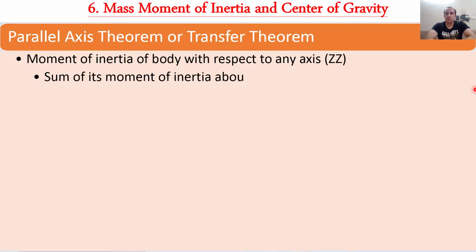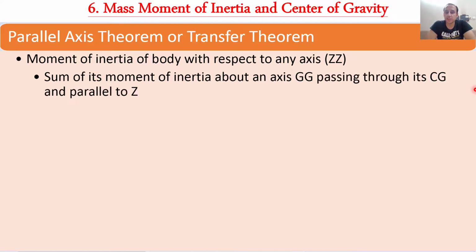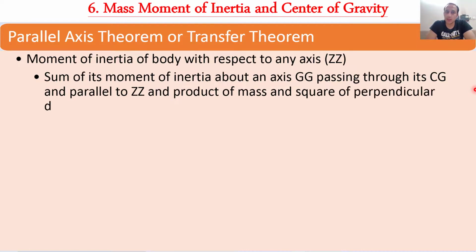Okay, so the moment of inertia of a body with respect to any axis ZZ is the sum of its moment of inertia about an axis GG passing through its CG and parallel to ZZ, and the product of mass and square of the perpendicular distance between the parallel axes. So this is something which we cannot understand easily, so we need to read it once again.